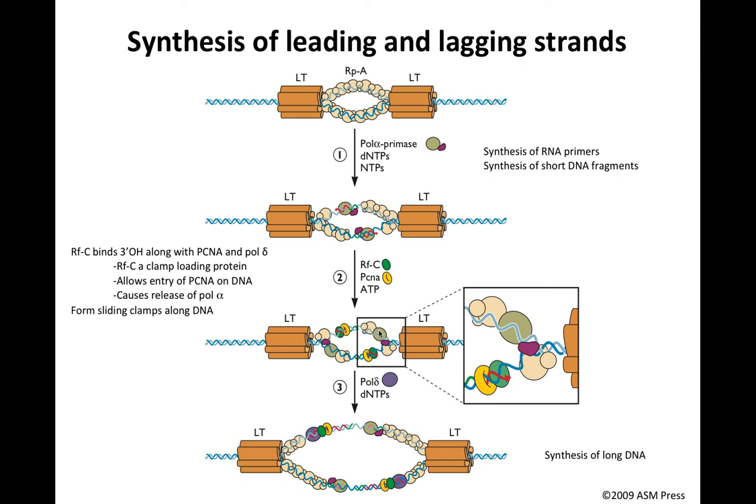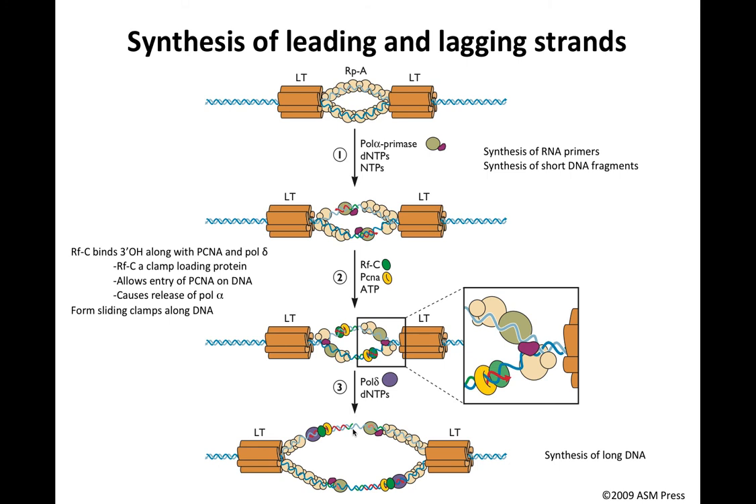So RFC, PCNA, ATP comes in. They're bound here, but they're not going to make anything because they're not DNA synthesis enzymes. That's going to be done by polymerase delta. And this is the polymerase that can make long DNA. So now polymerase delta will come in and ride on this sliding clamp. And as you can see here, polymerase delta is in purple. It's riding on the clamp formed by RFC and PCNA, and it's making long DNA. So this is the processive DNA synthesis on the leading strand.